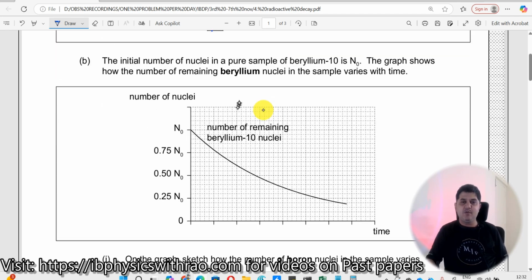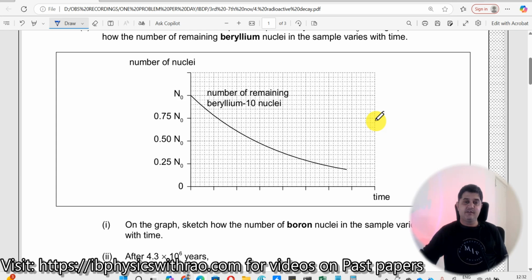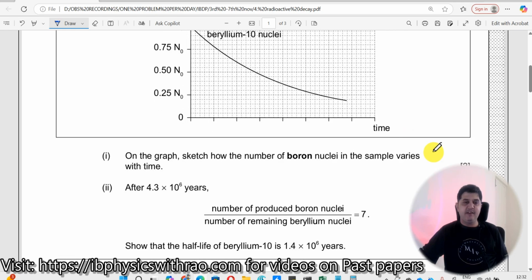The initial number of nuclei in a pure sample of beryllium-10 is N0. The graph shows how the number of remaining beryllium nuclei in the sample varies with time. On the graph, sketch how the number of boron nuclei in the sample varies with time.